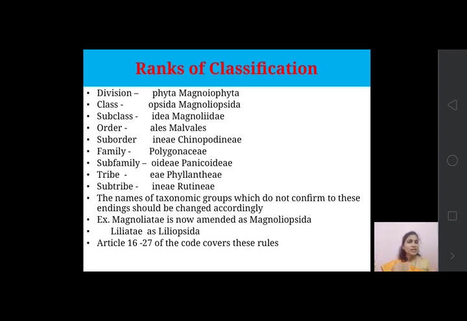Then come to the subclass. The subclass ending is -idae, for example Magnolidae. -idae is the ending of any subclass. Whatever the former name is, it will vary, but it should always end with a specific suffix.